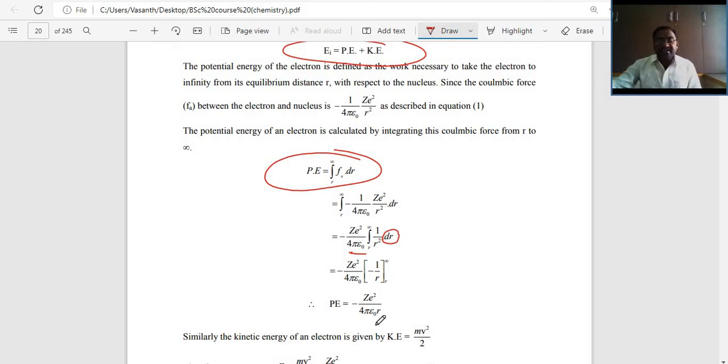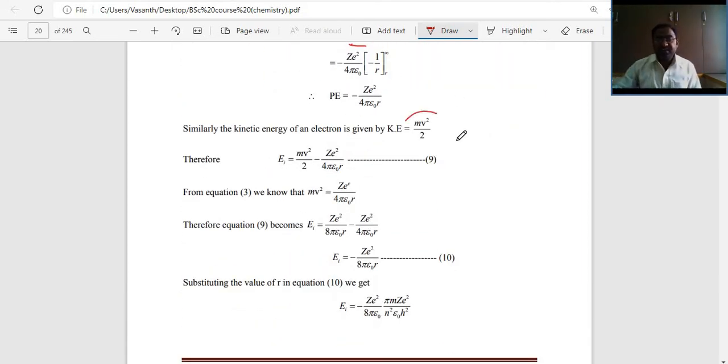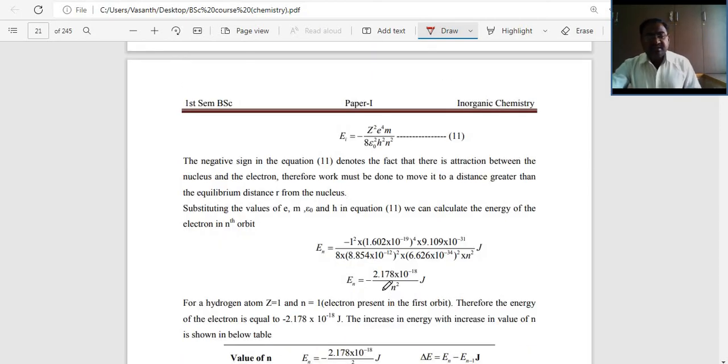Similarly, the kinetic energy of an electron is given by mv square by 2. Here, mv square by 2 minus Z e square by 4 pi epsilon naught r. Consider equation 3: mv square is equal to Z e square by 4 pi epsilon naught r. These are all the energy of that electron.